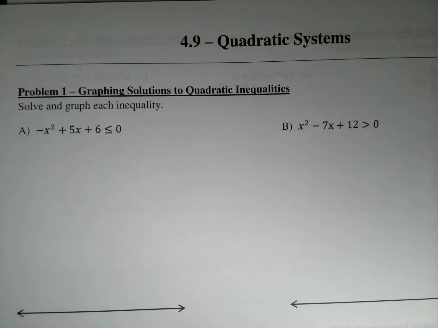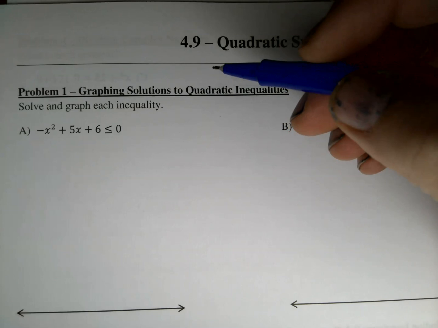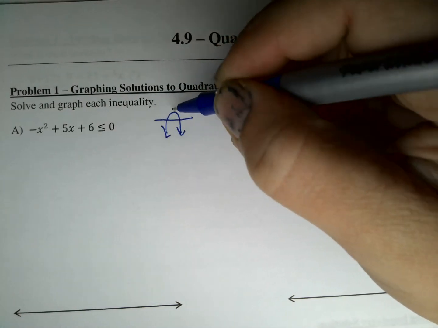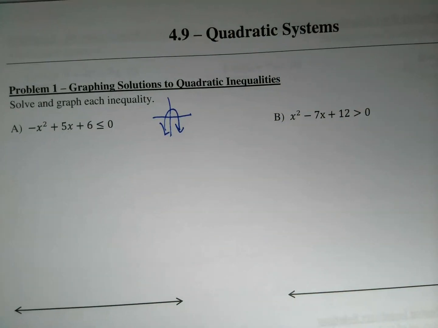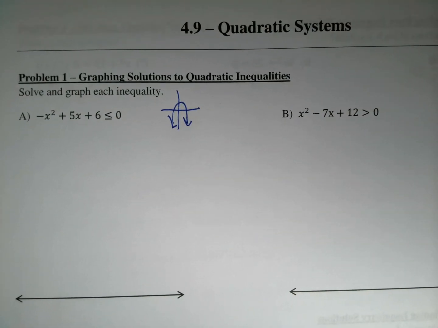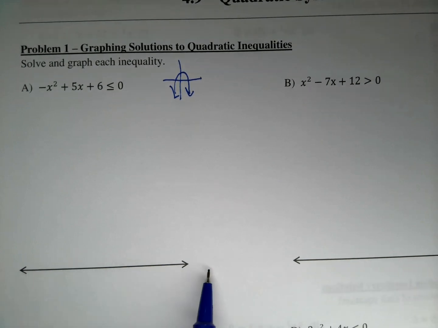Hello everyone, 4.9 quadratic systems. So first, we have a quadratic and the shape looks like a U. So if this is negative right here, that means it's going to be pointing down. And just like anything else, it's on a two grid system, meaning X and Y. However, we can still plot this on a one-dimensional, meaning a number line.